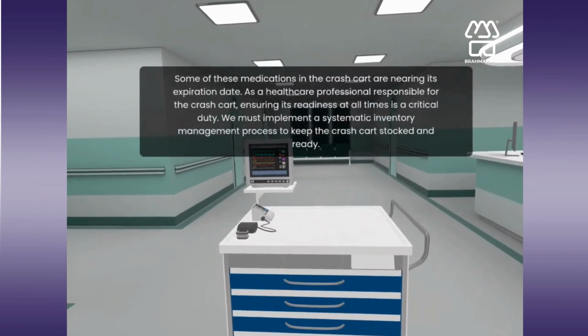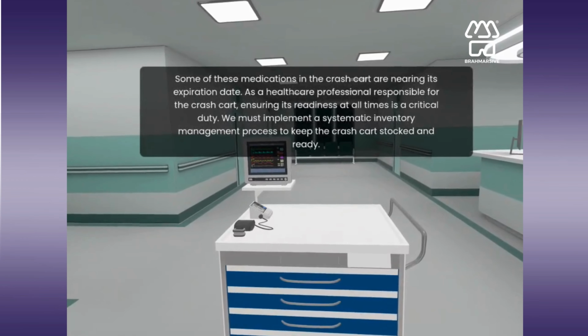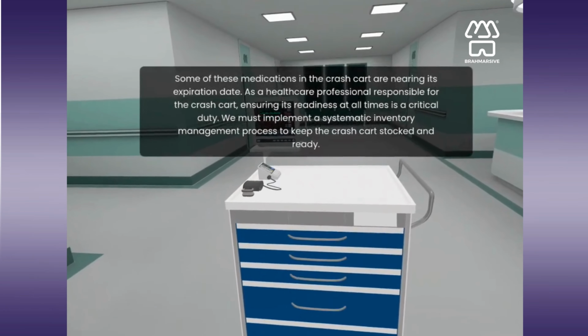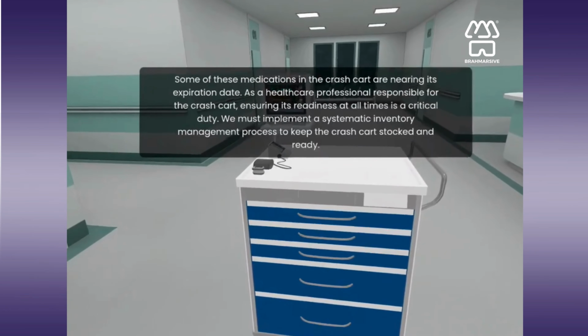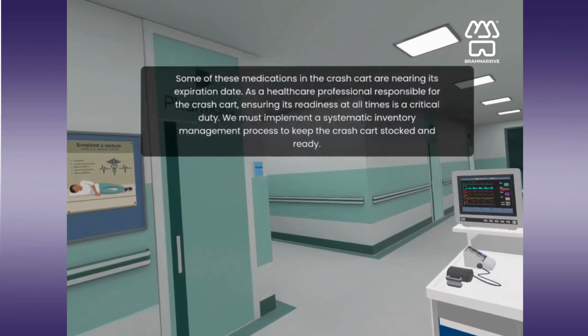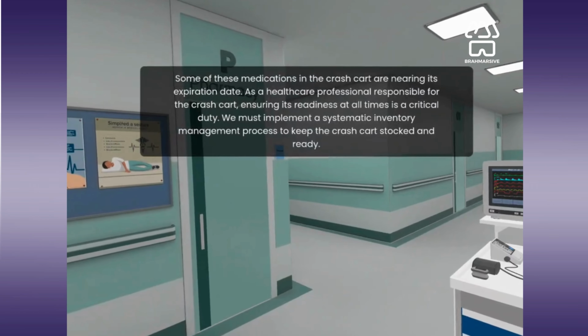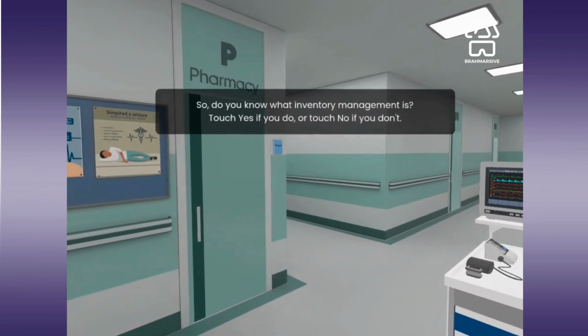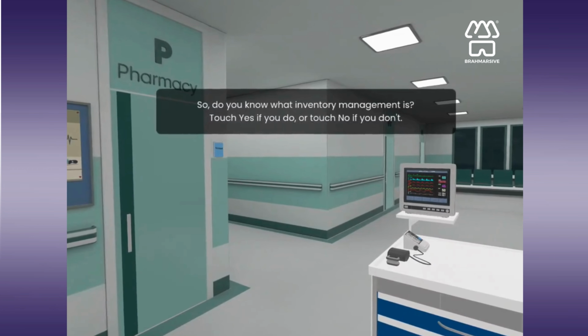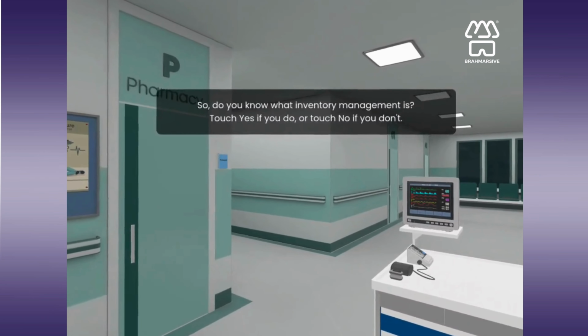Now, some of these medications in the crash cart are nearing their expiration date. As a healthcare professional responsible for the crash cart, ensuring its readiness at all times is a critical duty. We must implement a systematic inventory management process to keep the crash cart stocked and ready. So, do you know what inventory management is? Touch yes if you do, or touch no if you don't.